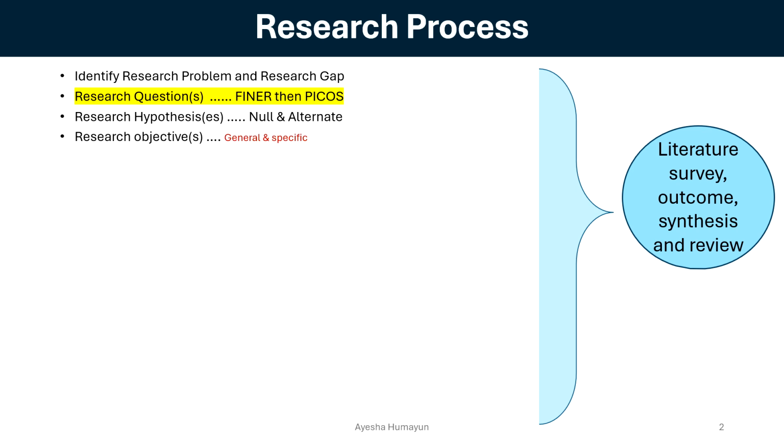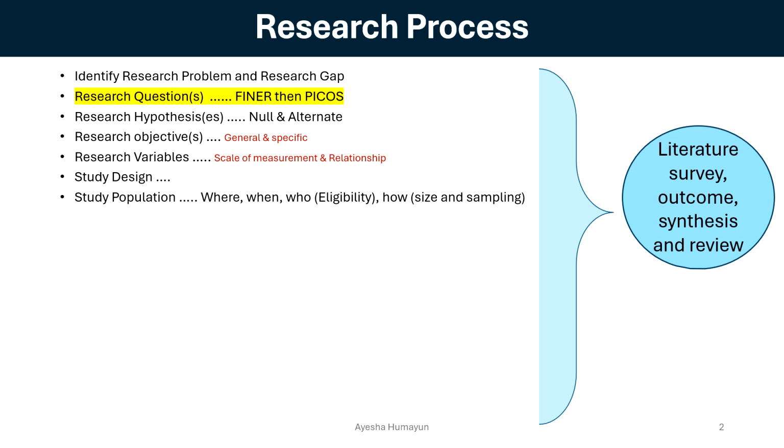Then comes the research objective, general and specific, and then writing the research variables, defining the variables on scale of measurement and, if we are studying any relationship and we have a hypothesis, according to the relationship. Then the study design and the study population, which includes where, when, who, and how the subjects will be included. Ethical consideration is how to reduce the ethical issues that can arise during the study.